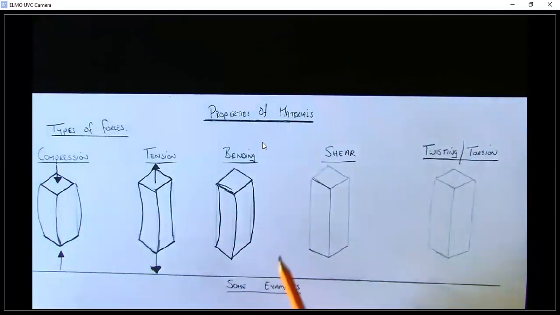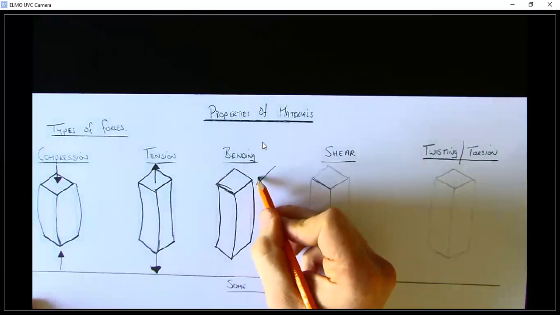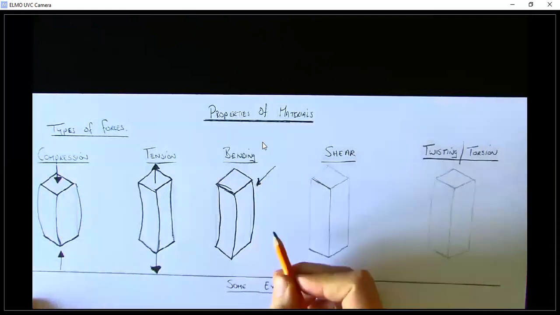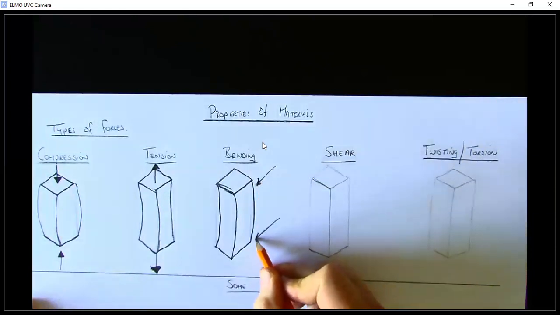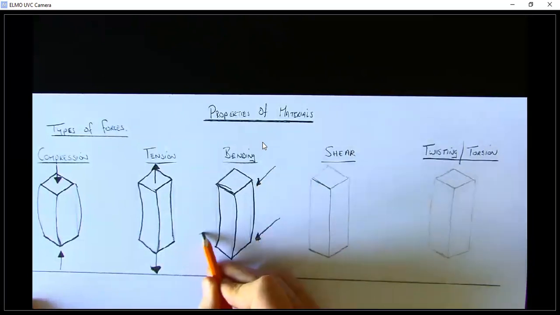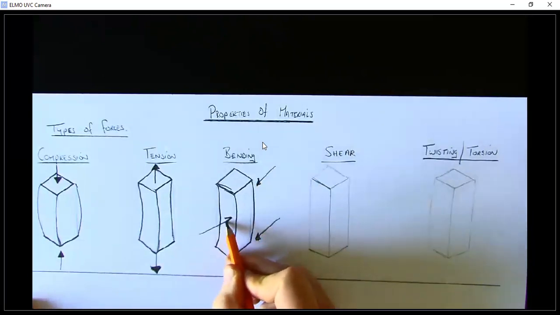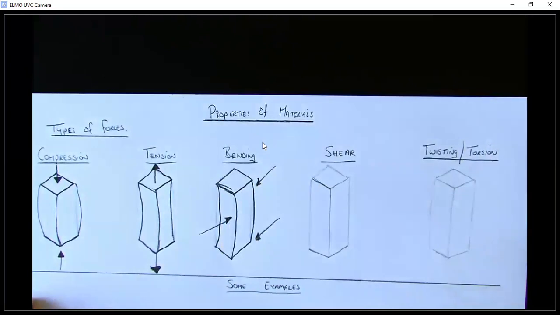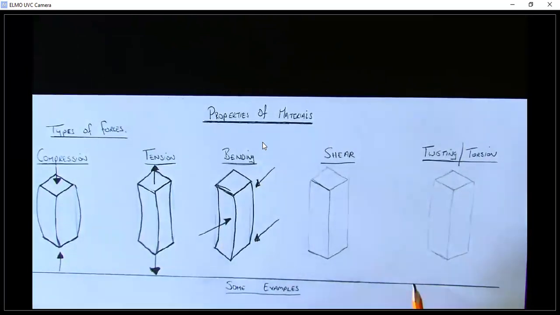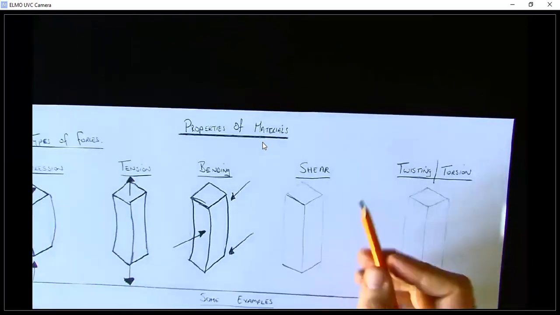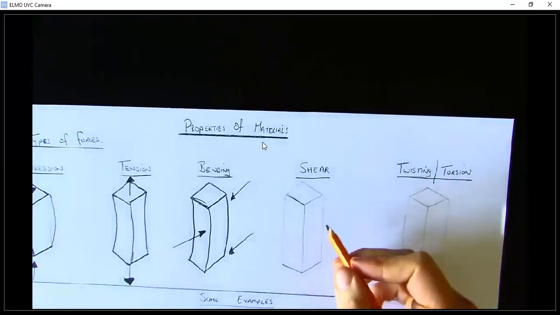The forces for the bending one is there's going to be two forces coming here, the way that I'm after drawing this, and there's going to be a force coming out against it in the middle. That force against it in the middle is going to cause the bending. The next one is shear. The shear is the scissors basically, in what we were discussing.